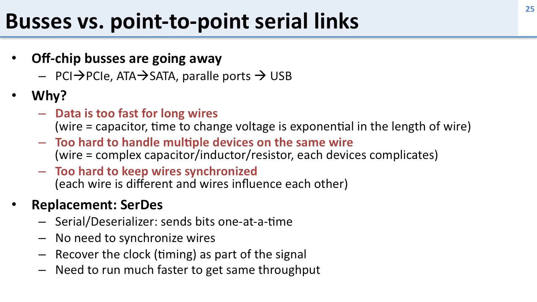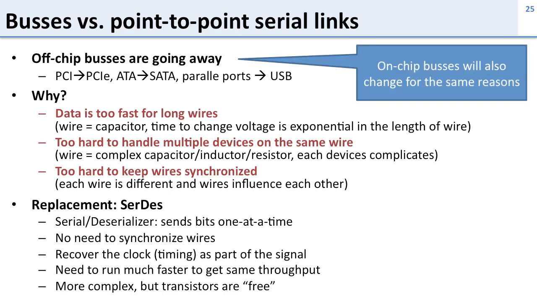So if we're replacing a 32-bit bus with 32 wires with 1 serial link, that serial link has to run 32 times faster to send as much data. The reason we can do this is because while they're more complex, we can afford the transistors. So we can afford to spend a lot of transistors to make a clever serial port instead of trying to figure out how to make a better wire.